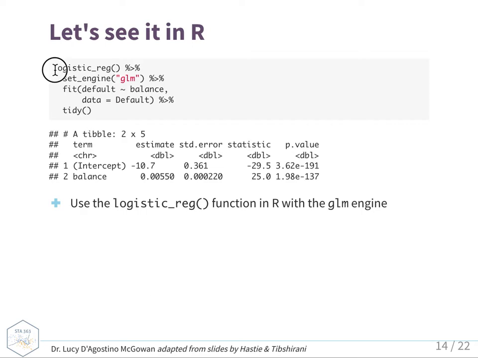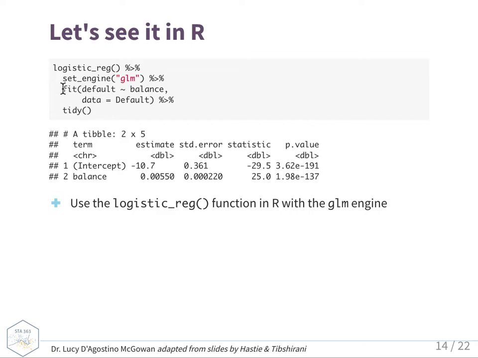So now, instead of using the linear_reg function, we're going to use the logistic_reg function. And instead of using the lm function, we're using the glm function, because GLM stands for generalized linear model, and logistic regression is actually a generalized linear model. That's why we're using this engine. So we plug in logistic_reg, we pipe that into the glm engine, and then the rest of this should look just like we've seen in the previous examples.